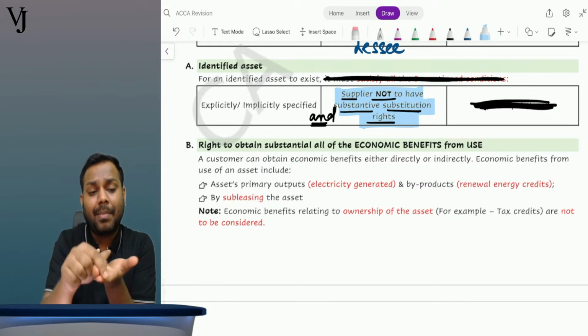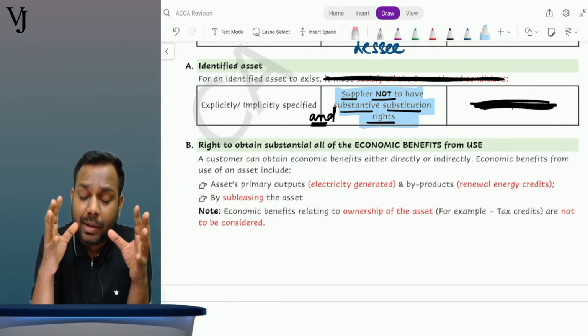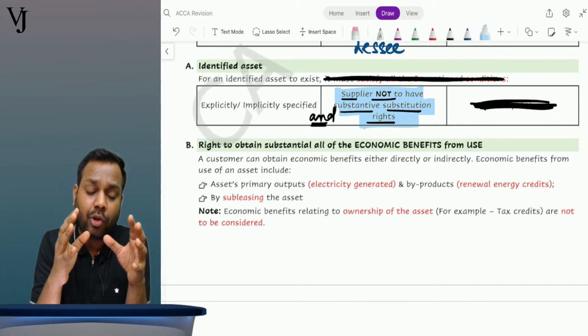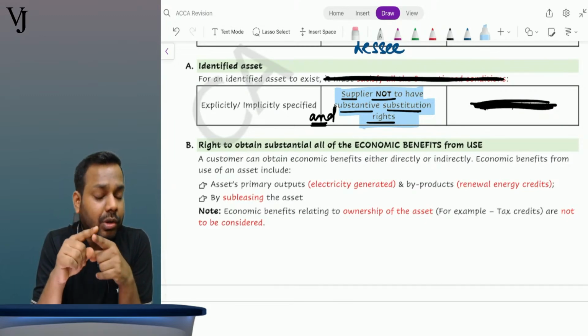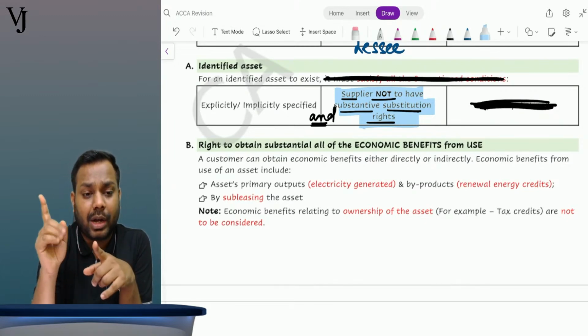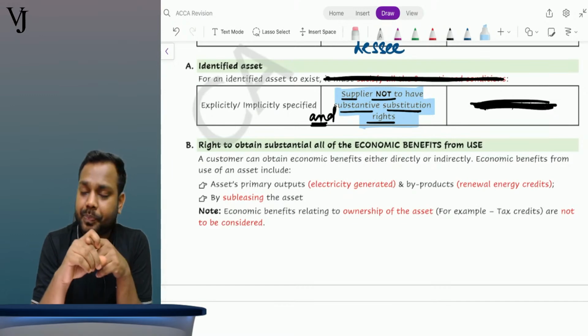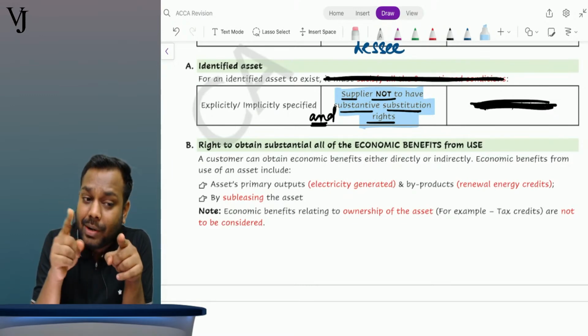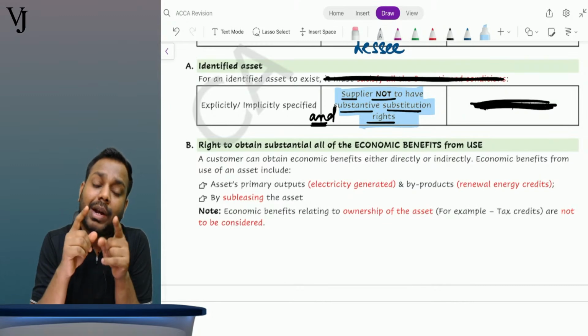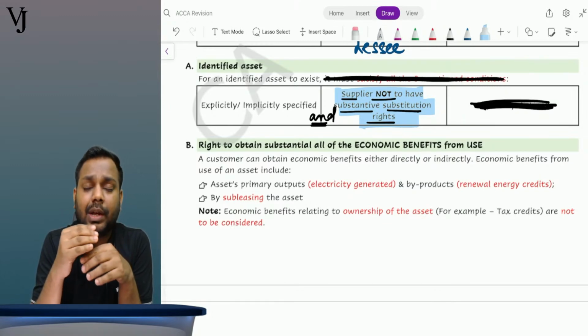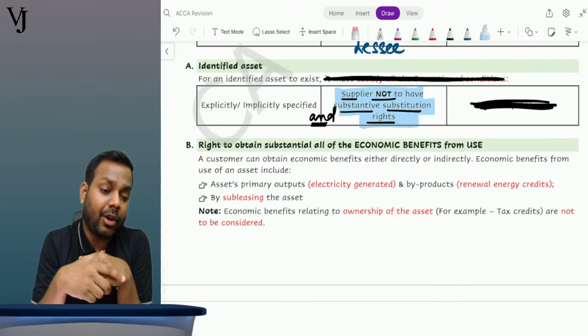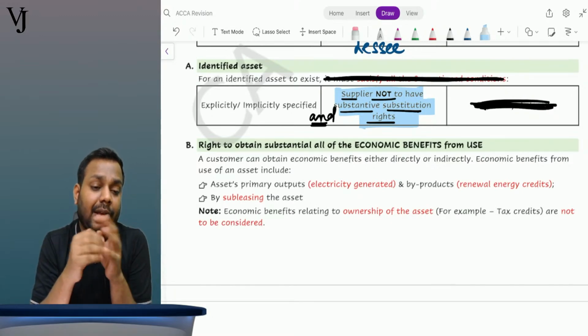But now in the same railway station, there is a proper shop for comic books. Okay, so now he has signed the contract with the railway authority, right? Now that contract might be a lease contract. Why? Because that asset cannot be substituted, right? He has an identified asset.